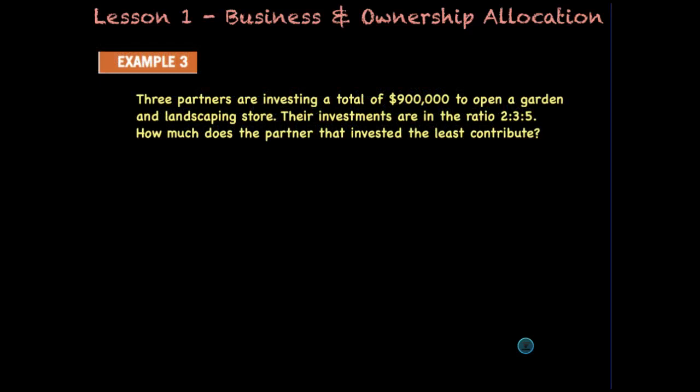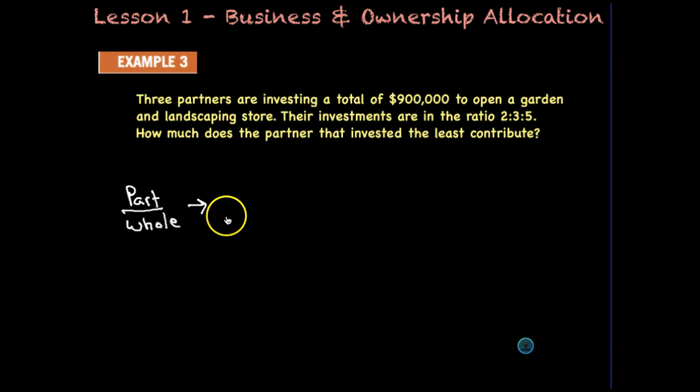Example 3. 3 partners are investing a total of $900,000 to open a garden and landscaping store. Their investments are in this ratio, 2, 3, 5. How much does the partner that invested the least contribute? This is a little tricky. Think about it for a second, pause the tape, and then come back to see if you have set it up correctly.